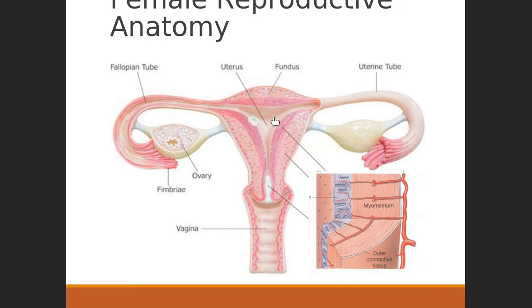Internal to this, we have our endometrium. Now, this is going to be the lining that we'll refer to as being sloughed off as the female goes through its 28-day cycle. We will look at that cycle with regard to the reproductive hormonal control with our next topic.